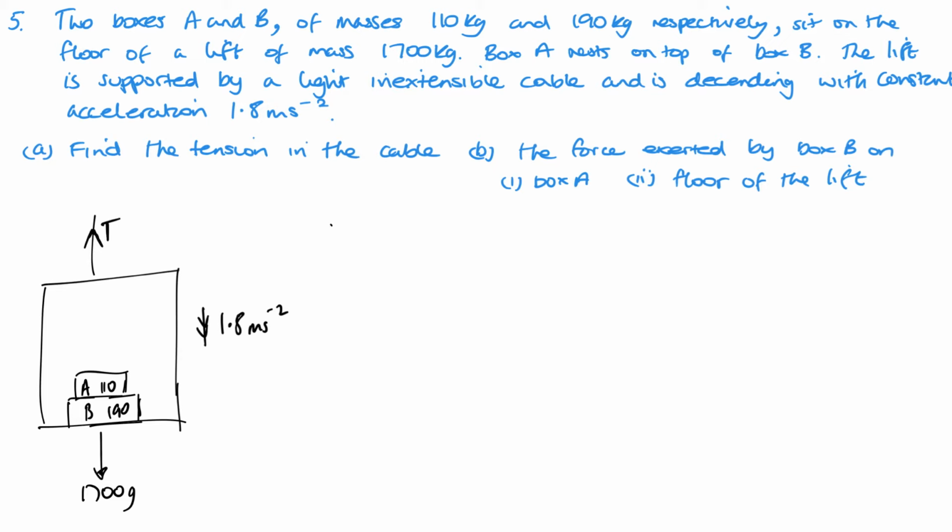So part A is relatively easy. We're just looking at F equals ma. The force is going to be a downward force initially, so we've got 1700 plus 110 plus 190 minus the tension. Sorry, and I should put a g in there, almost forgot that g. Okay, let me just tidy this up a bit.